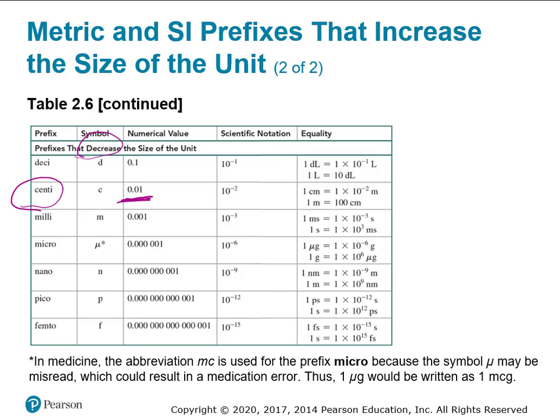So it would take 100 centimeters to equal 1 meter. Or we could say 1 centimeter is 100th of a meter. A millimeter would be 1,000th of a meter. 1 millisecond is 1,000th of a second. Or I can say 1 second is 1,000 milliseconds.